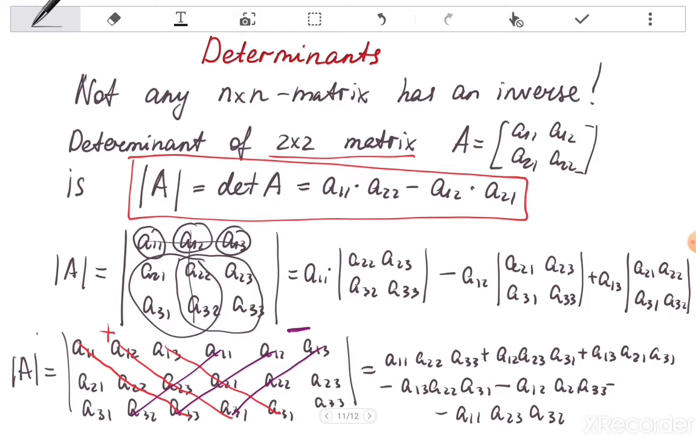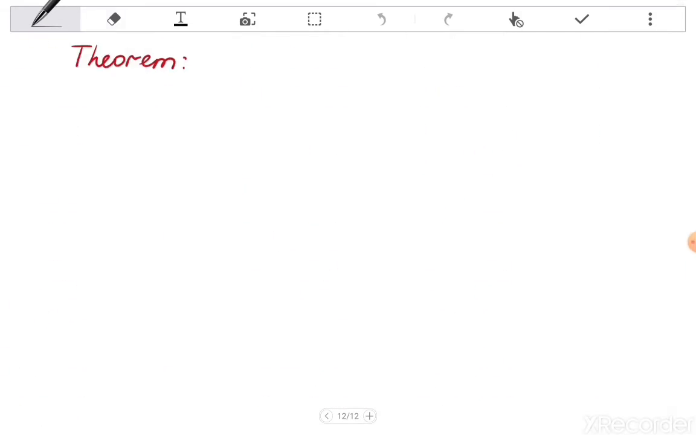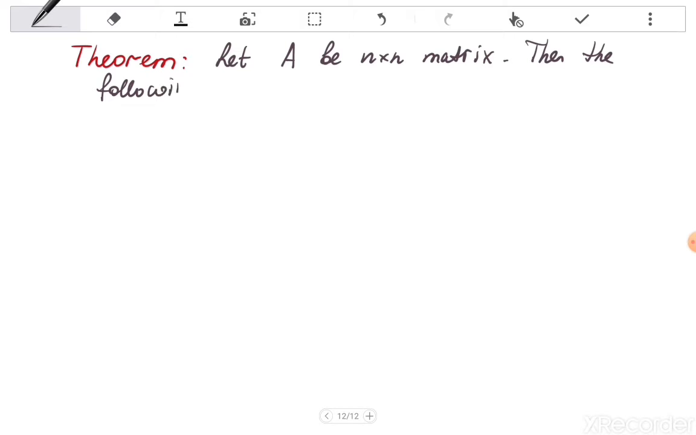So this is another useful algorithm for how we can quickly find the determinant of the matrix. And let me now show the theorem which answers the question of when a matrix has an inverse. So this is the first important question that we answer today. So the theorem says that if we have, let's say, A an n times n matrix, then the following statements are equivalent.